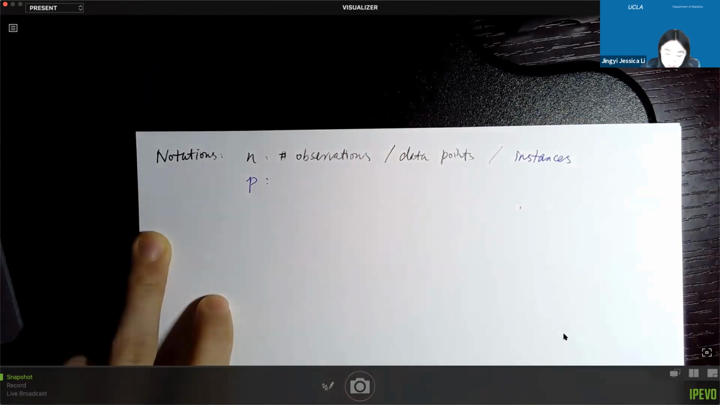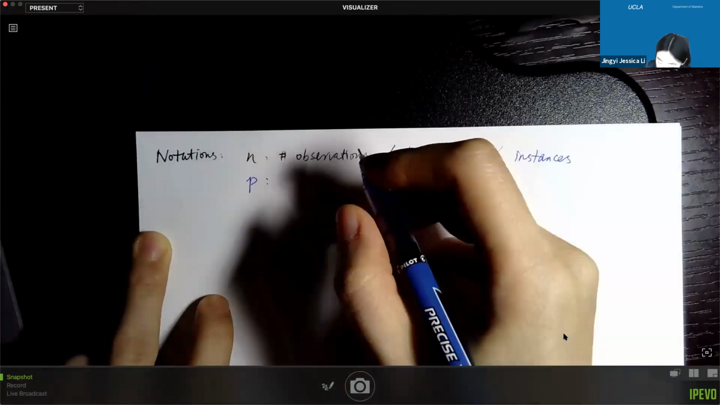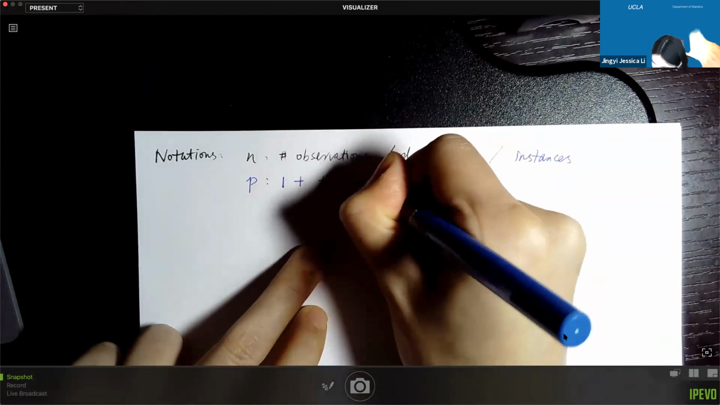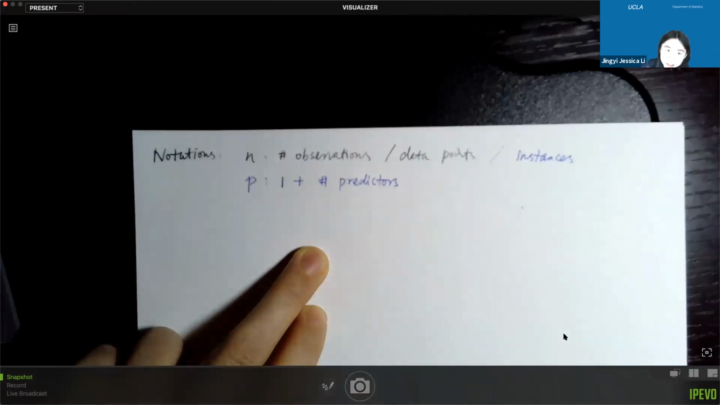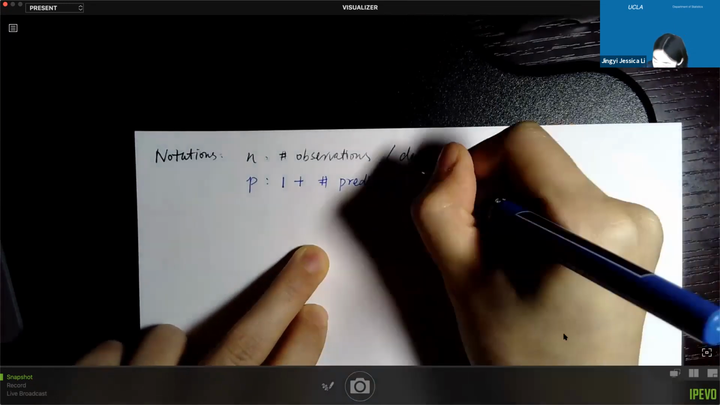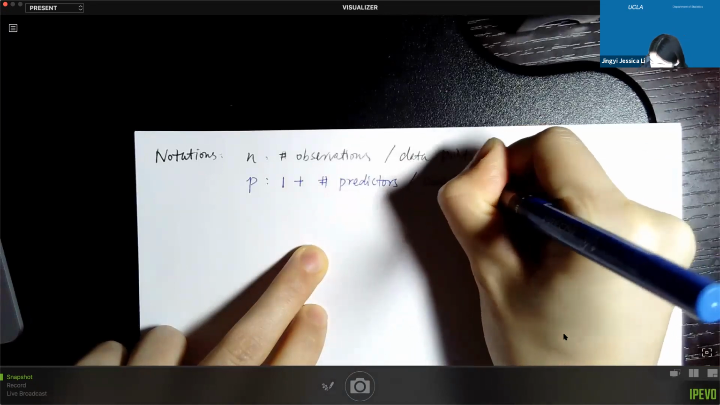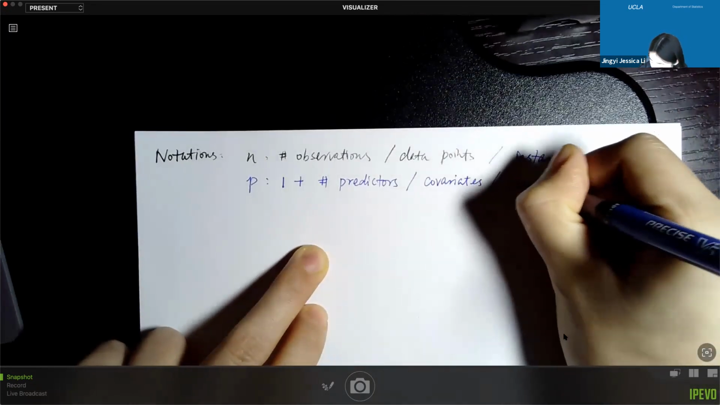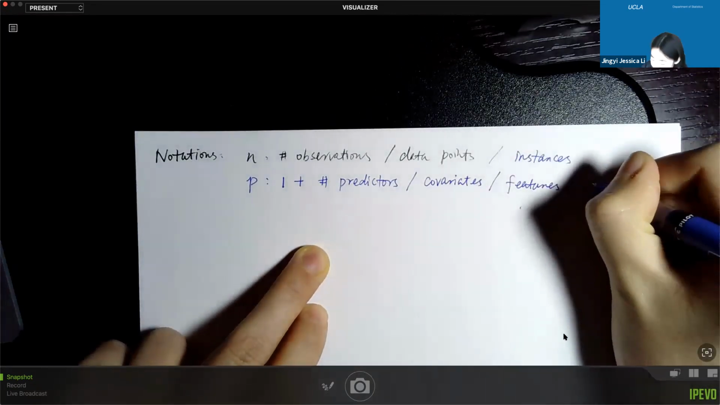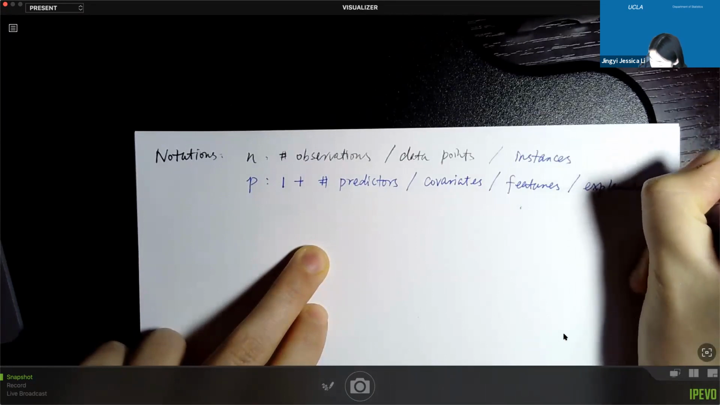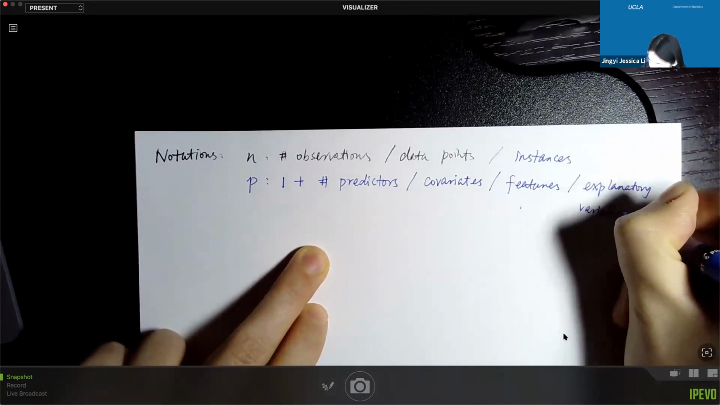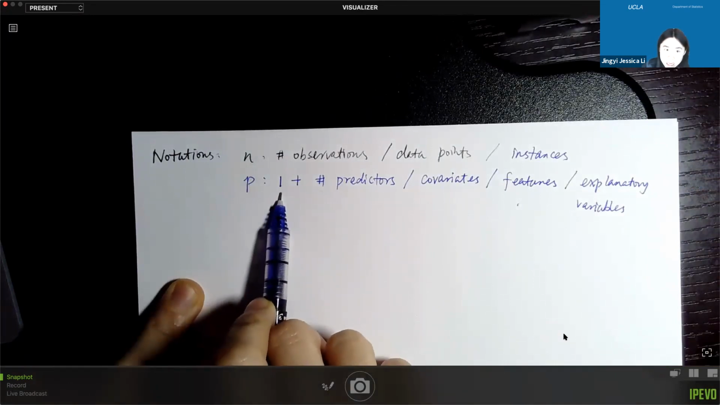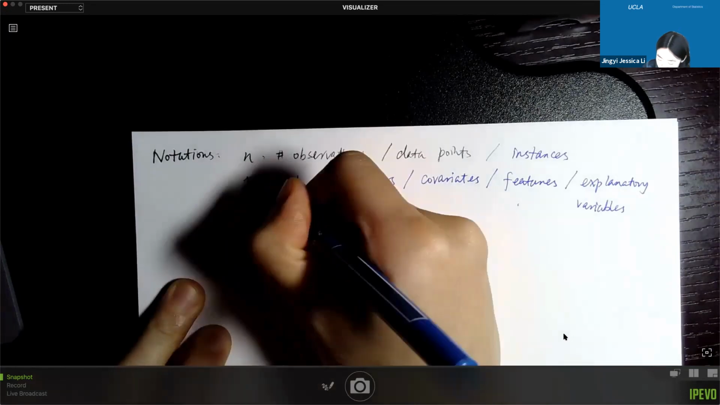And p is another constant. Here we refer to it as the number, well, I should say 1 plus the number of predictors. Predictor also has other terms in the statistical literature. Some people call it covariate. In machine learning, some people call it features. Sometimes people call this explanatory variable. These terms coexist in the literature, but I just want to make sure we understand they are the same thing here. And the +1 means that we include the intercept in p. That's why we have the +1.